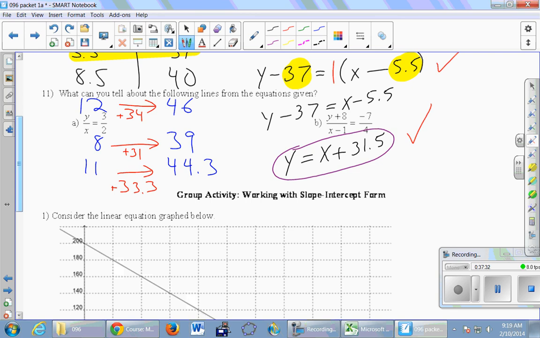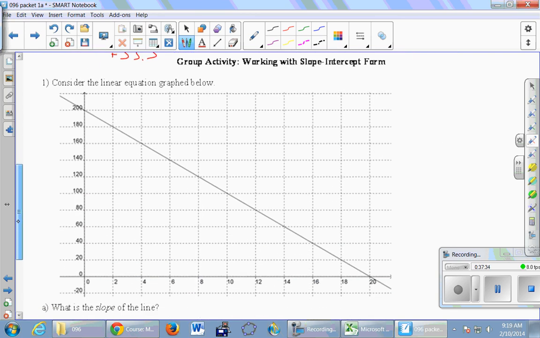Okay, so group activity is here. I'll continue to check homework and answer questions if there are any, so raise a flag if I can help.